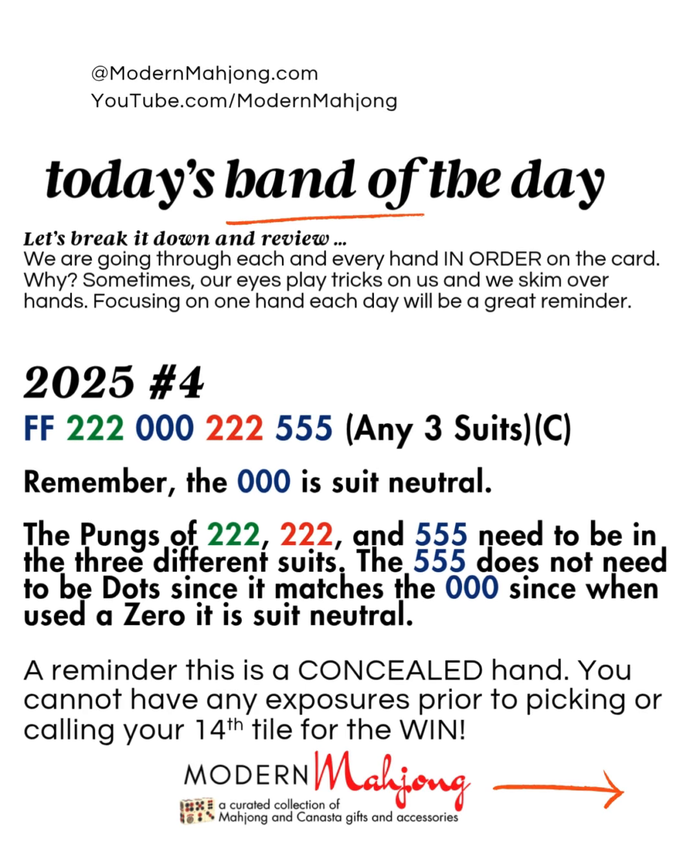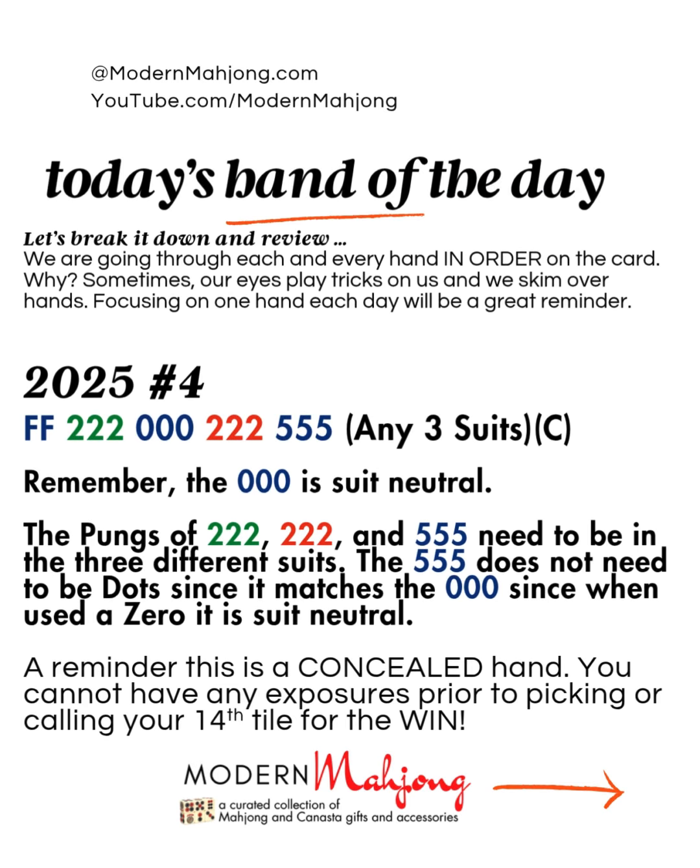Now for our hand of the day. So we're breaking it down and we're going through hand by hand in the card. Our mind plays tricks on us, and sometimes you just don't see a hand on the card. You just go right past it. So we thought if we went through each hand by hand, by the end of 71 days of daily talks, we'll have reviewed all of the hands.